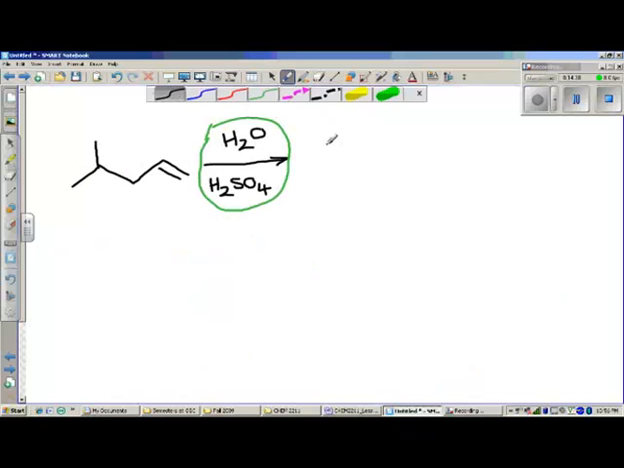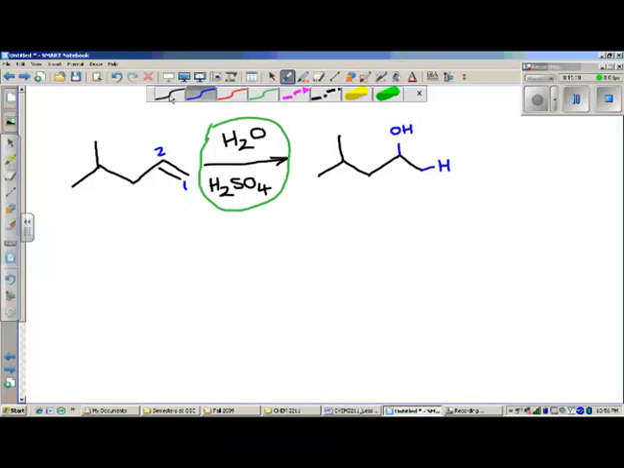So let's draw out the product here first. Do you remember what we said before? We draw out the carbon skeleton, so we've got the correct number of carbons, and then we just ask ourselves, the hydrogen is going to go on which carbon of this double bond? Well, 2 hydrogens on this carbon, 1 here, so therefore the hydrogen should go on this carbon. In other words, if this is carbon 1 and this is carbon 2, the hydrogen should go on here, and the OH should therefore go on here.